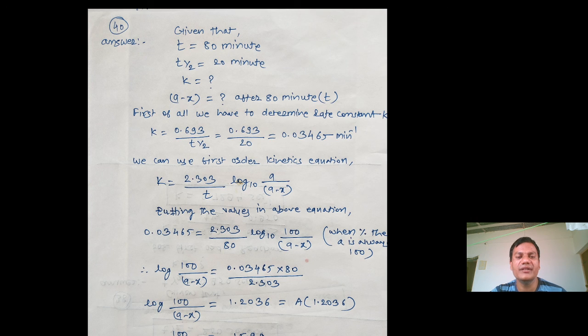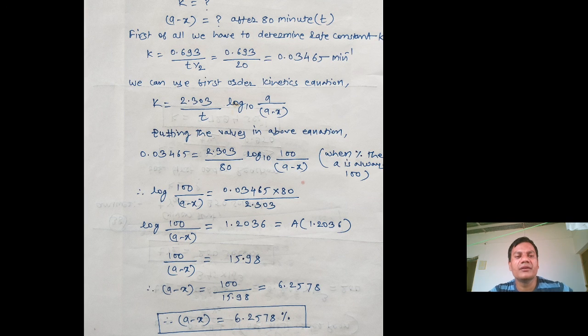So 0.03465 into 80 upon 2.303, and after calculation you will get the value: log 100 upon a minus x is equal to 1.2036. Now when this log is removed, the factor 100 upon a minus x remains. It goes to the right hand side and becomes the anti-log. So the anti-log of 1.2036.